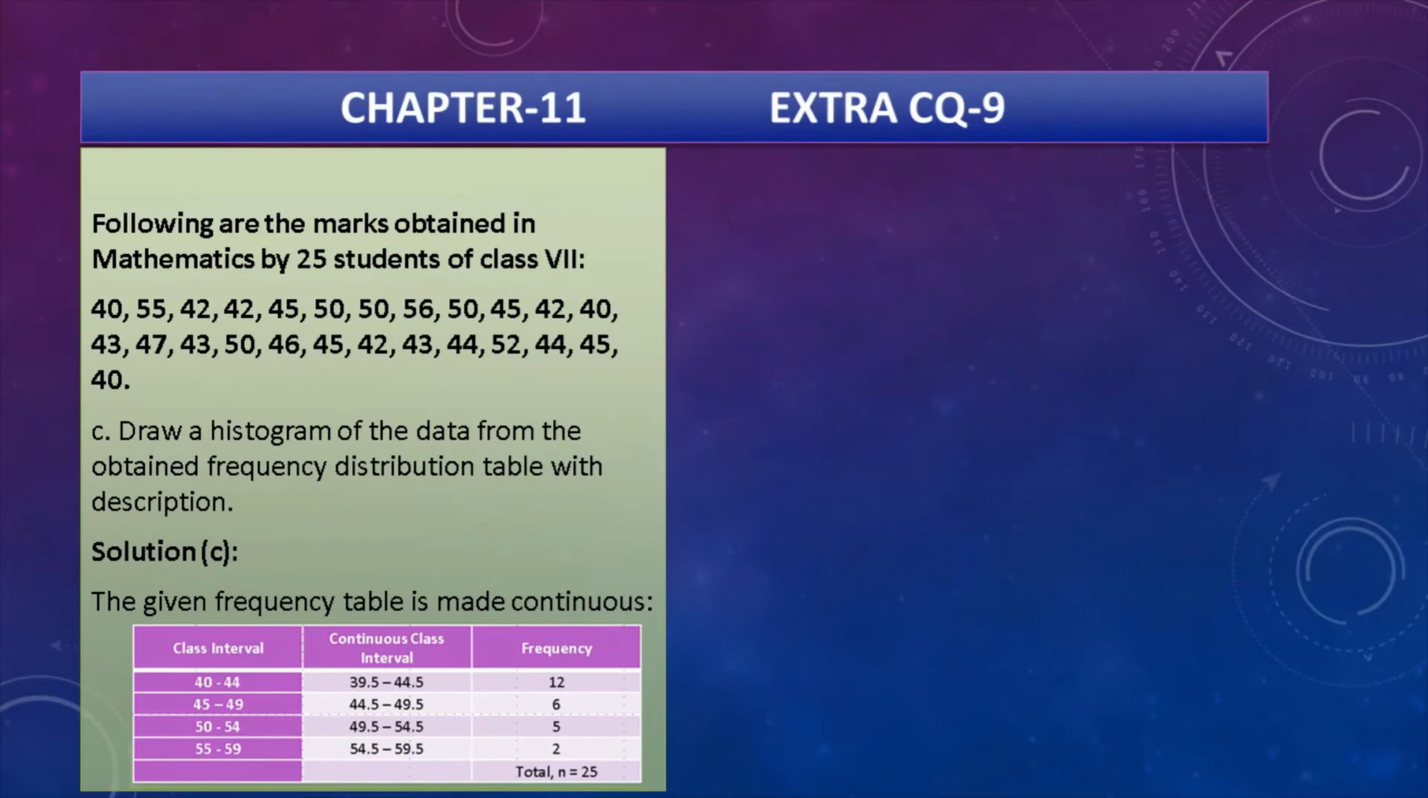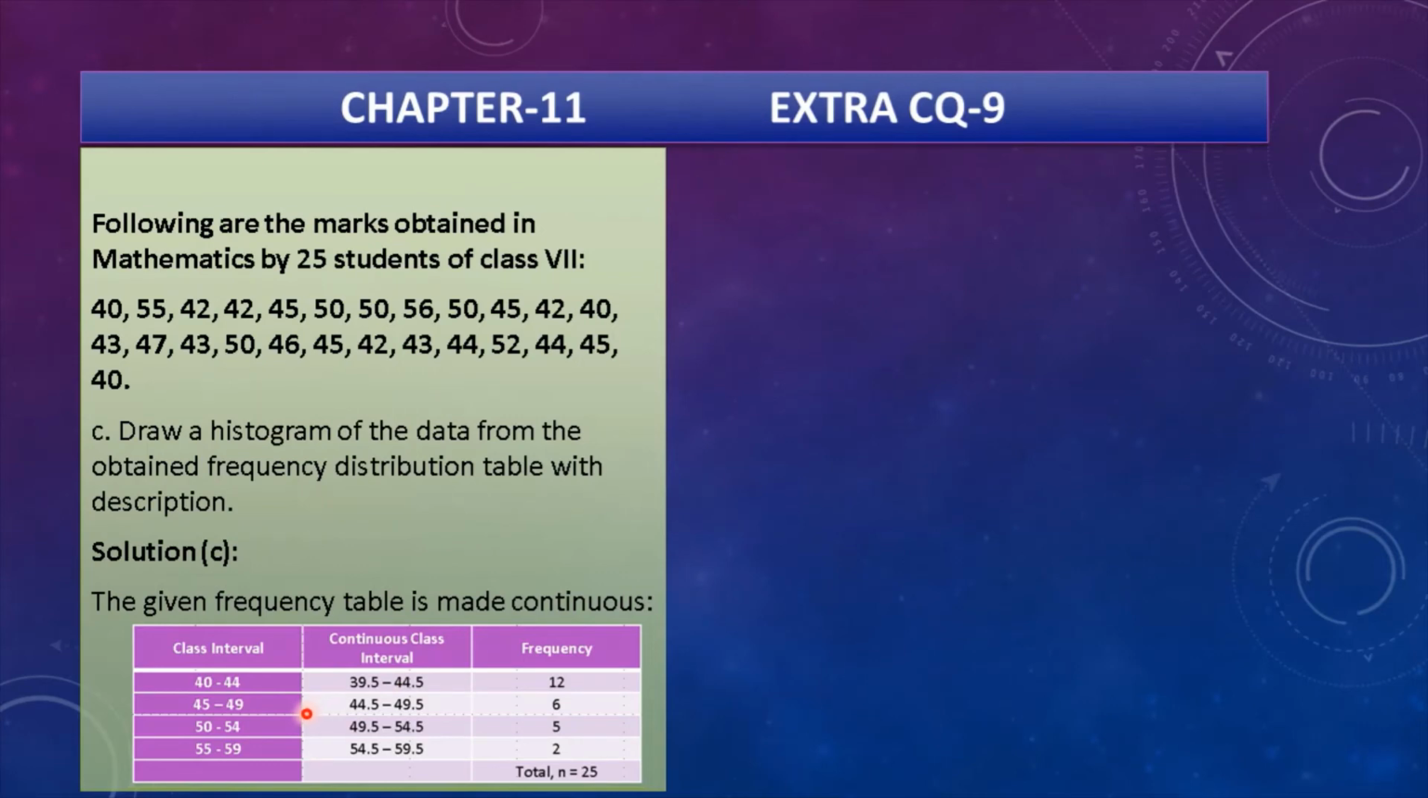and these are the continuous class intervals, as you can see, my dear. So class interval 40 to 44, and if you want to make continuous class interval, then you have to make less 0.5 from 40, that would be 39.5, and you have to add 0.5 with 44, that would be 44.5.